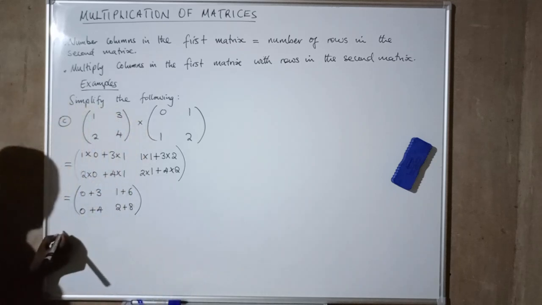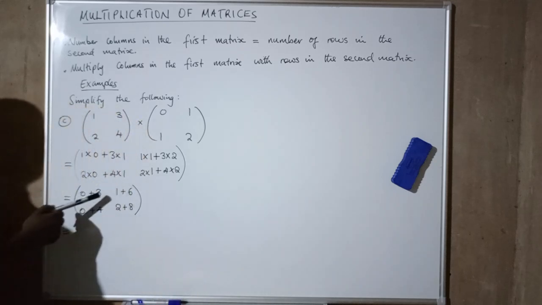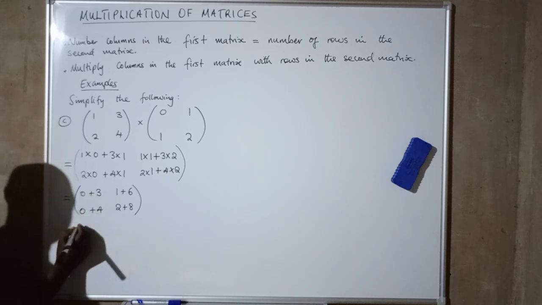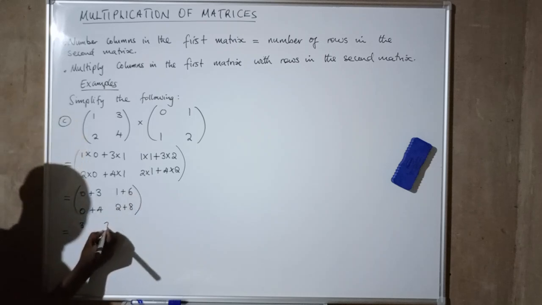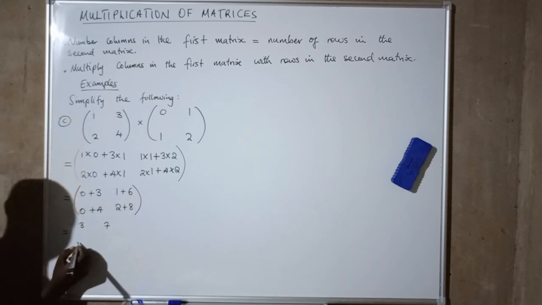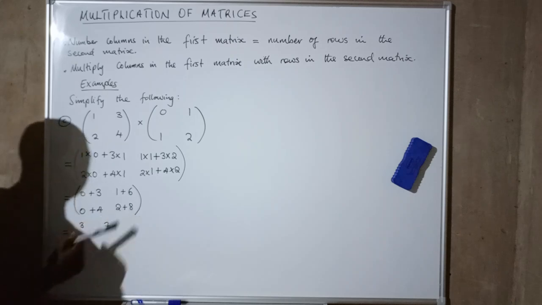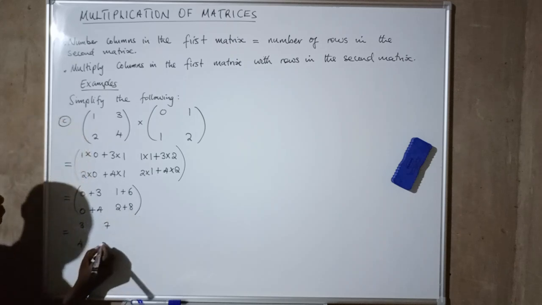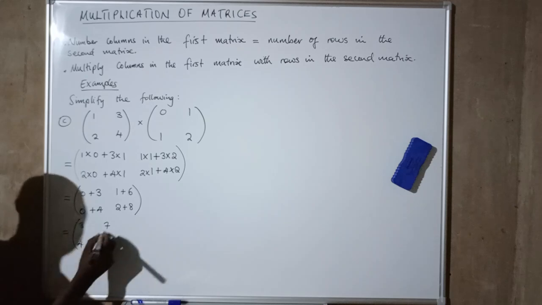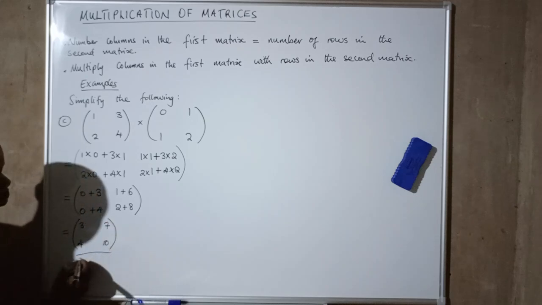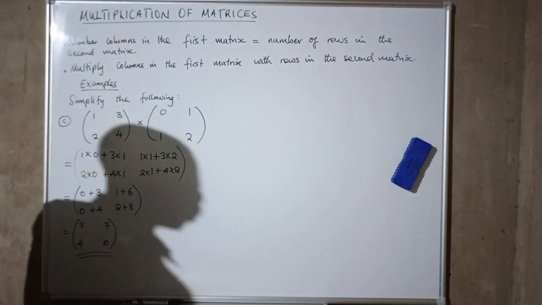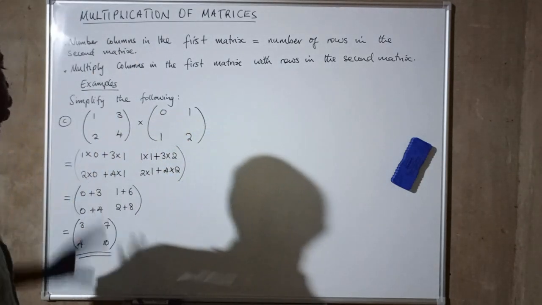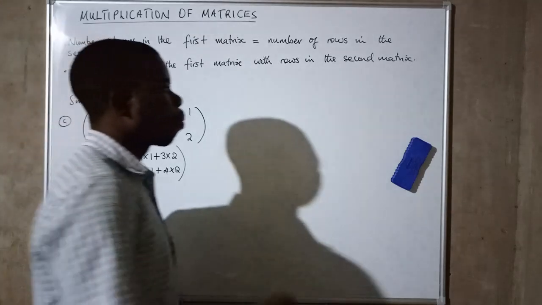So you say equals, then you say 0 plus 3, you get your 3 there. Then 1 plus 6, you get your 7 there. Then 0 plus 4, you get your 4 there. Then 2 plus 8, you get your 10 there. So you put like that. Okay? So that will be the answer here. Okay? So this is how we do multiplication. So make sure you master it, you don't forget. Okay?